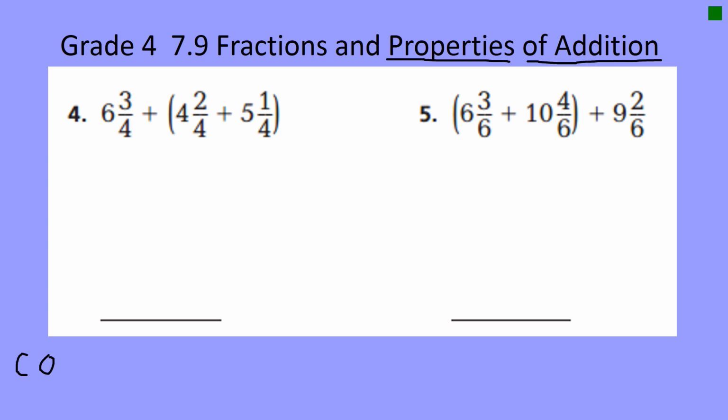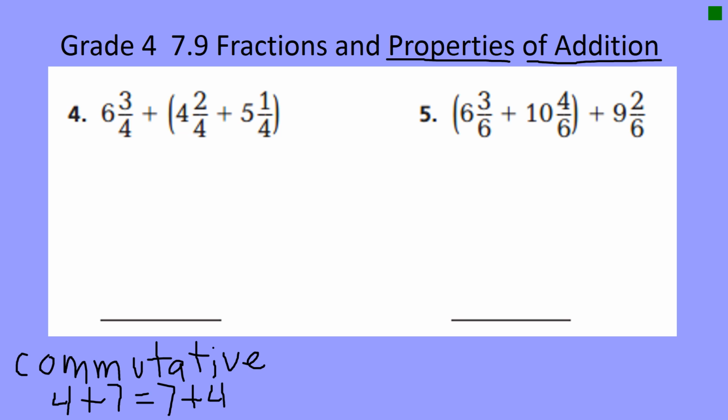The first property, I bet you know what I'm writing. Say it out loud. What is it? Commutative. I heard you. The commutative property. Now, the commutative property of addition means that 4 plus 7 is the same as 7 plus 4. It doesn't matter the order that you add numbers, you still get the same sum.